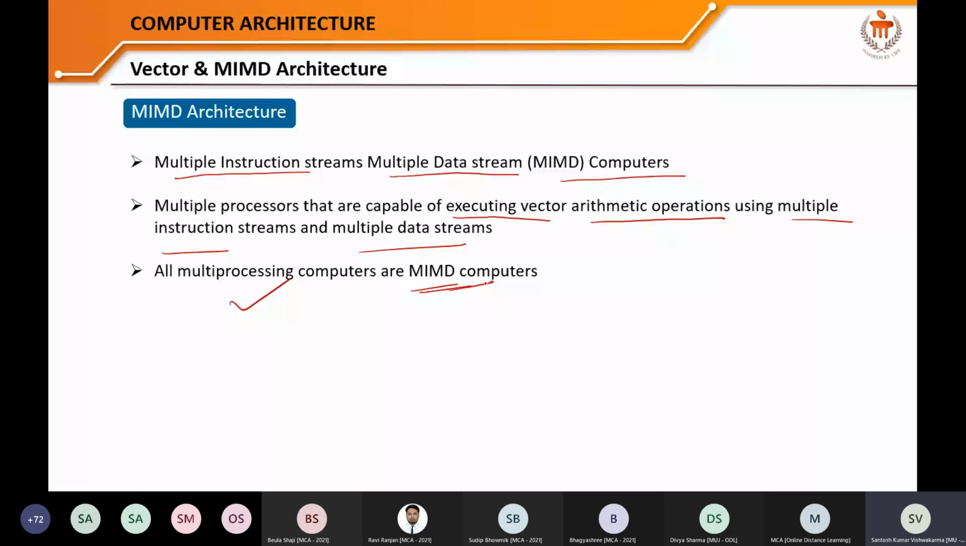So, computers with multiple processors that are capable of executing vector arithmetic operations. The word multiple processors, you must take, obviously means more than one CPU. That are capable of executing, very important point, vector arithmetic operations using multiple instruction streams and multiple data streams, known as MIMD. And all these modern multiprocessing computers are by default MIMD computers.